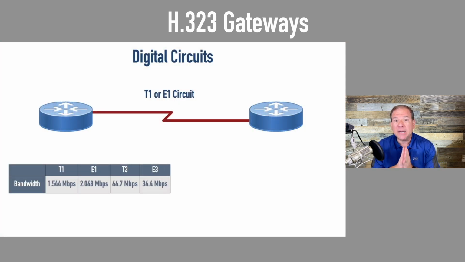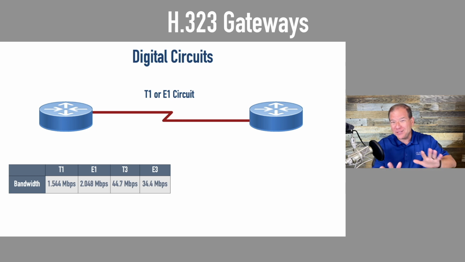So let's talk about digital circuits. Now, we know a digital circuit is going to communicate in ones and zeros. There's going to be a bandwidth amount associated with these circuits. And just as a reference, here are your different speeds for T1 and E1 circuits. We're going to be focused on a T1 circuit today, which runs at 1.544 megabits per second. If you have an E1 circuit, very common in Europe, the speed is 2.048 megabits per second.